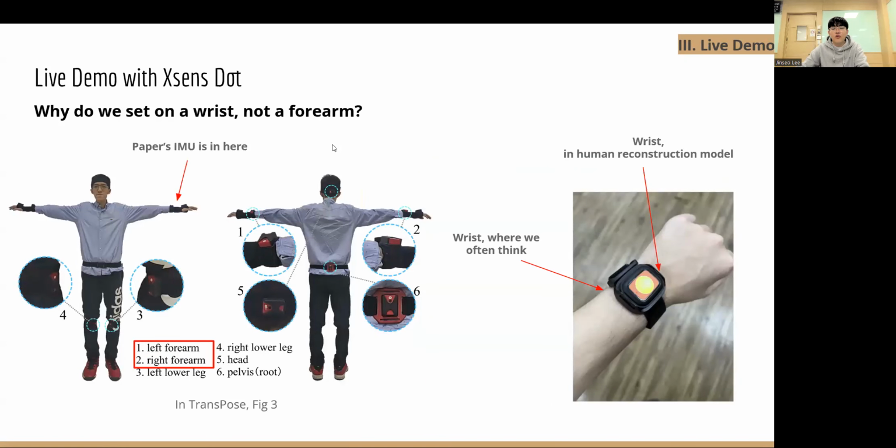One thing that is confusing about the paper was, we tried to measure the IMU sensor value of the left forearm following the paper. But if we look at the figure given in the paper, we can see that the IMU sensor was all on the wrist. The reason for this, we think, is that the wrist joint and the wrist used to reconstruct human motion were different. Therefore, it is correct to wear the sensor on your wrist as we usually think.